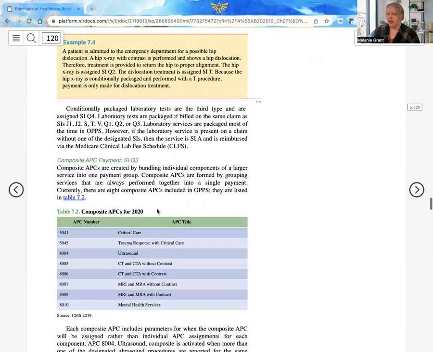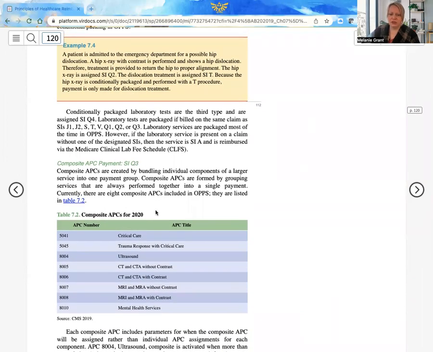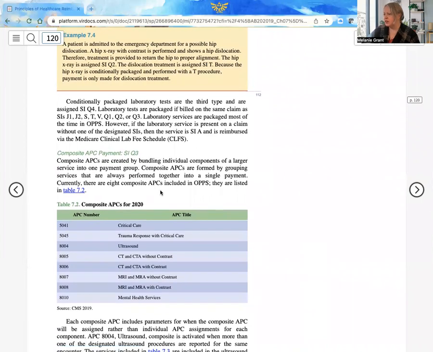The last one that we have of conditional payments is our laboratories conditional payments. And this is just basically saying that laboratory tests, when billed on the same claim as one of these other status indicators, most of the time they're not going to be payable. However, laboratory does have its own separate fee schedule and can be paid separately.